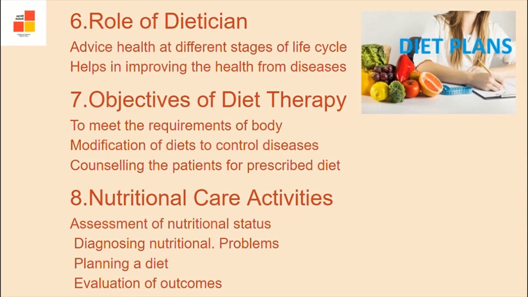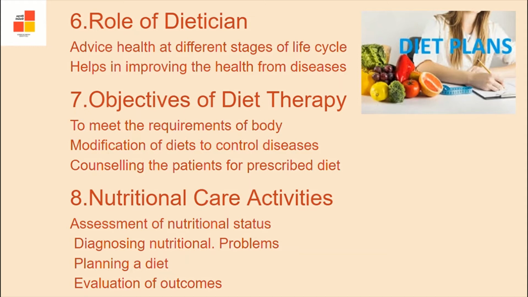Next, what are the objectives of diet therapy? Diet therapy is to meet the body requirements of the patient, taking into consideration their food habits. It is modification of diet to control the diseases, like low salt diet in hypertension. Diet therapy prevents complications in case of acute diseases. Example, more liquid should be given to an acute diarrheal patient. Counseling given in the diet therapy is for the patient to adhere to the prescribed diet. Example, low sugar diet in case of diabetes.